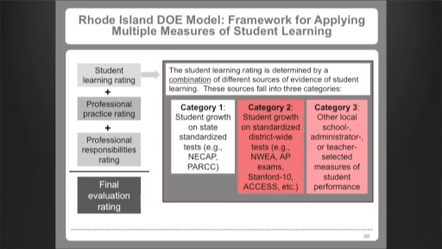So this is an example of Rhode Island's model, and I just want to show you this because we have student learning rating, professional practice rating, and professional responsibilities rating, so they have 3 things in their system. Their student learning rating is 51% of their system, but they've divided it into 3 categories. So category 1 is student growth on state standardized tests. So this is something that all of your tested subjects would have.